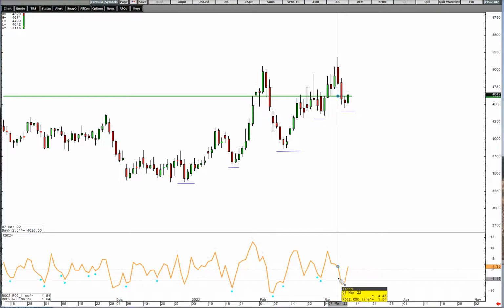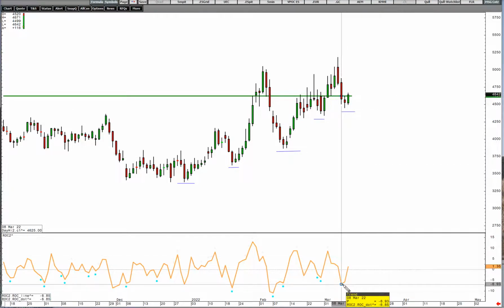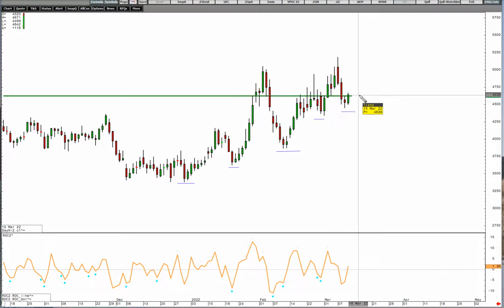Basically your 2-period rate of change bottomed on this day, and then we made a lower low yesterday without more momentum. So that sets up a Taylor buy day. And I think really tomorrow would probably see the big move.